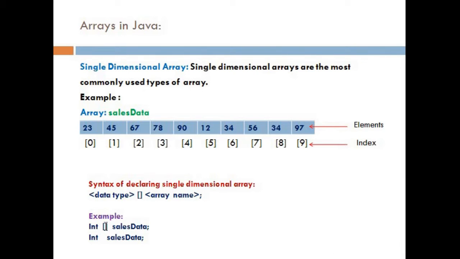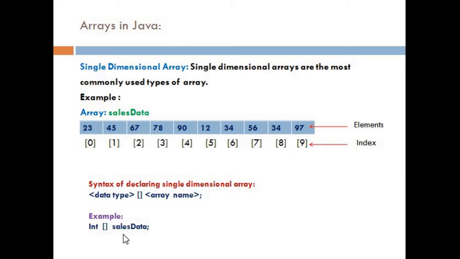Now if you omit this box from the array variable called sales data, then the declaration becomes like this: int sales data, and in this case this variable sales data is no longer an array variable. This acts as an ordinary variable. An array variable should always be preceded by a box-like symbol like this.